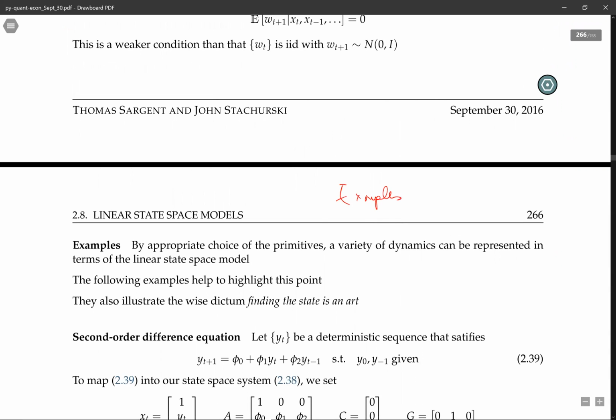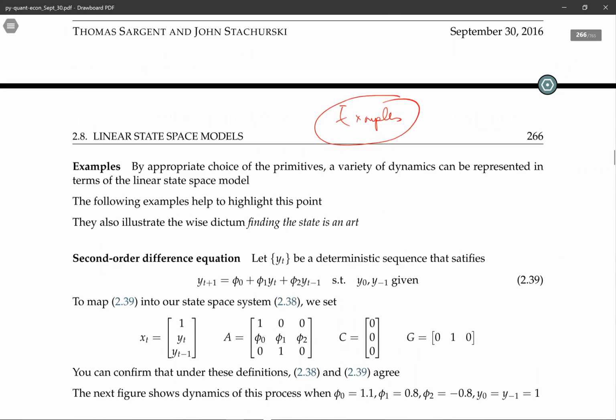I advise you to write down these examples because you're going to see they empower you. Okay, the assertion here, this is a key sentence: by the appropriate choice of the primitives, a variety of dynamics can be represented in terms of a linear state space system. That means by appropriate choice of A, C, G, U0, we can often actually forget these last two. By appropriate choice of these things, we can represent all sorts of systems.